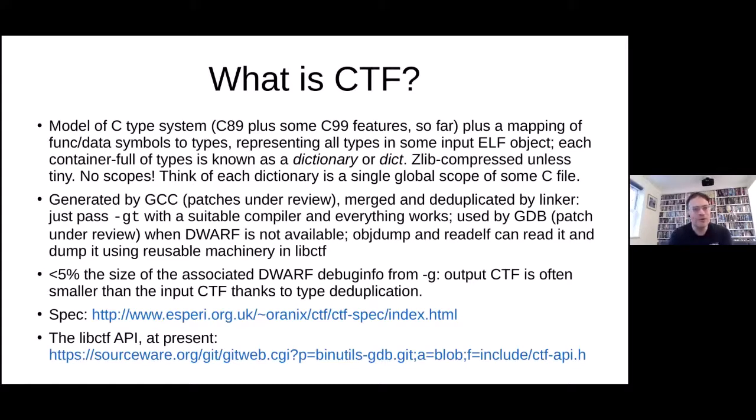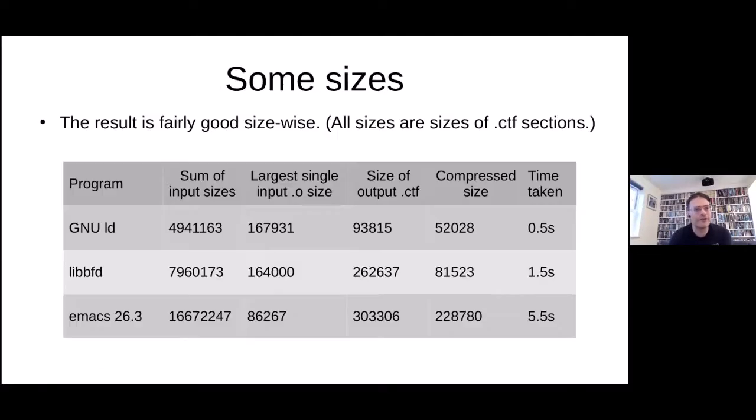It is small. DWARF is known for being rather large. This is about 5% the size, and sometimes smaller. It will get smaller as well, because we haven't actually focused on size reductions yet. All the types are deduplicated, so the output is often much smaller than the input. The spec is here, and there's a link to the API at the end of this slide, and all these links are also in the references at the end.